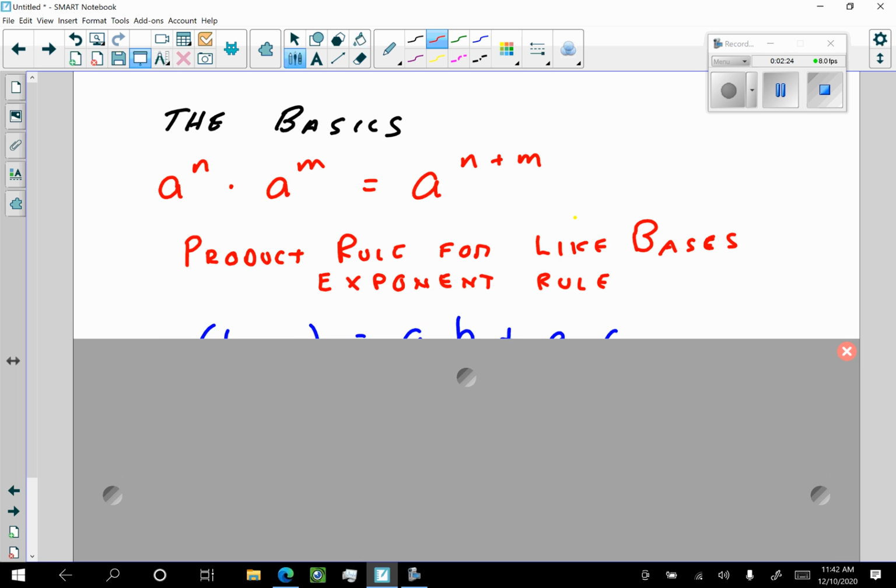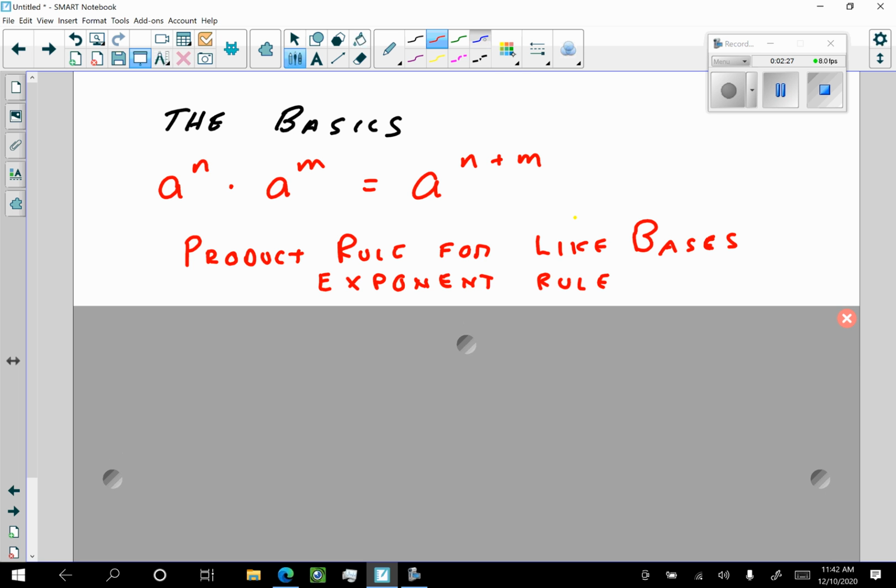Here's a good example of that: w to the fourth power times w to the fifth power. That's equal to w to the 4 plus 5, which is the ninth power. So we're going to use this property, a to the n times a to the m is equal to a to the n plus m, a lot. That's the basic product rule for like bases for exponents.